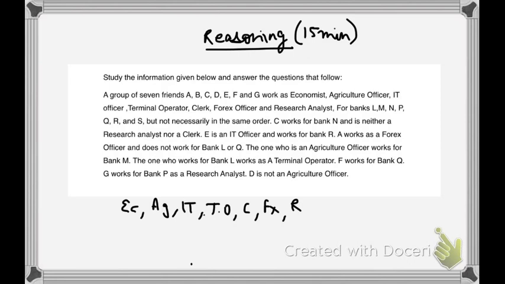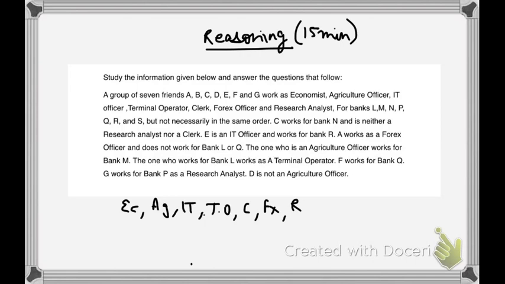Now the sitting arrangement was of a moderate type. You were given three sets of information. One was your friends: you were given seven friends, their professions and their banks, and information was given on that.